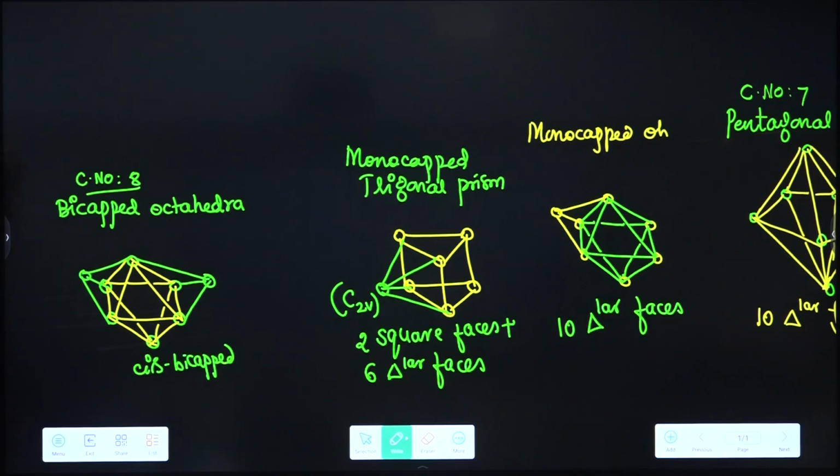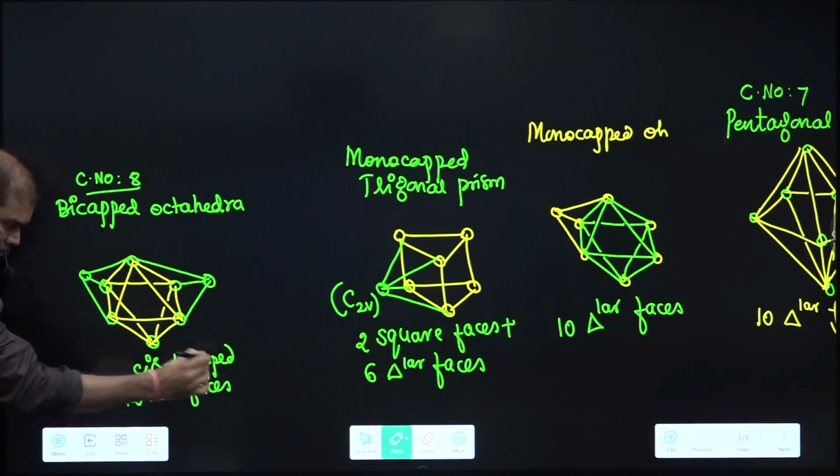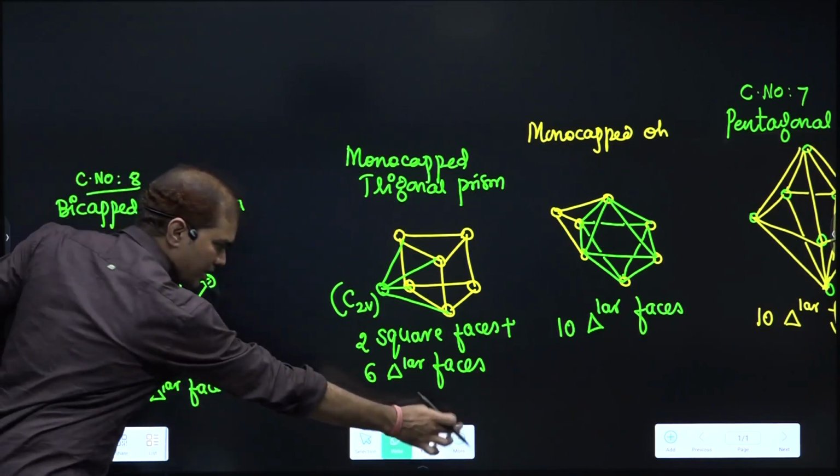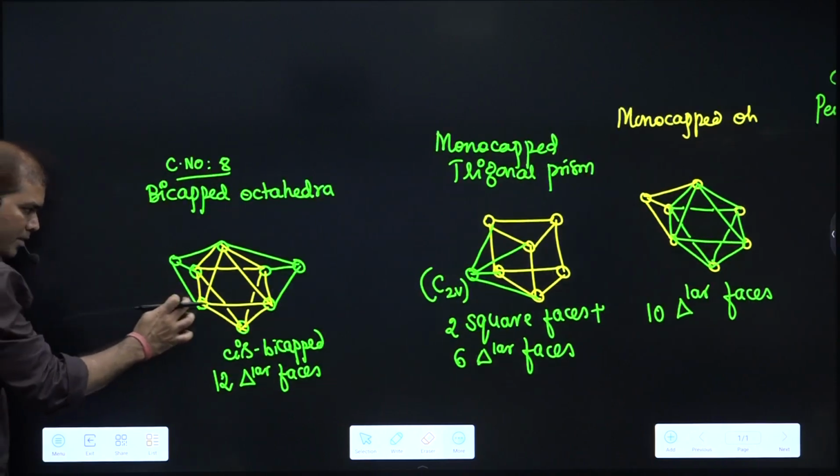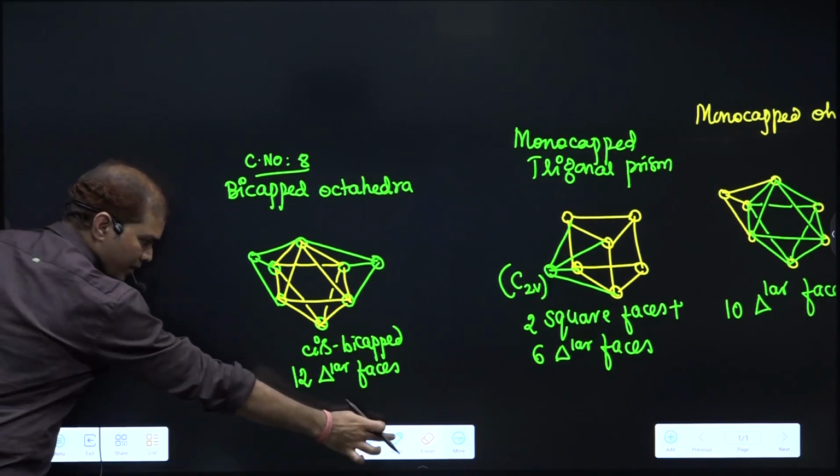So let it be cis or trans. How many triangular faces? Parent has 8, 2 are getting embedded. So 6 from the parent, 3 and 3. Altogether 12 triangular faces. Monocapped has 10. Bicapped has 12.